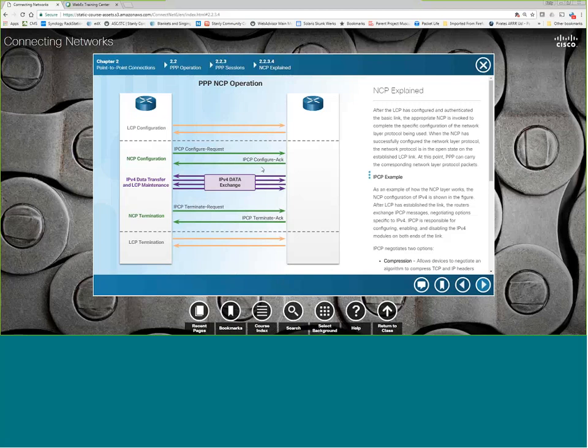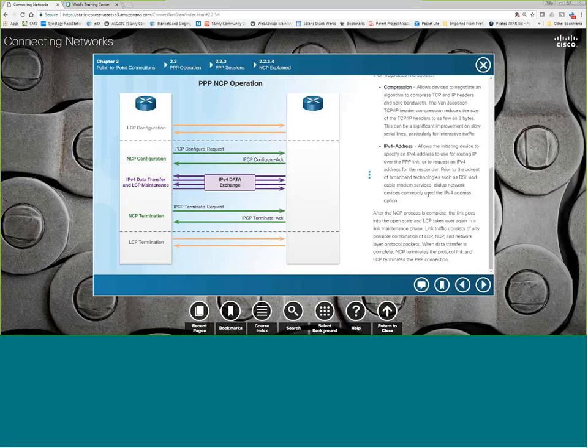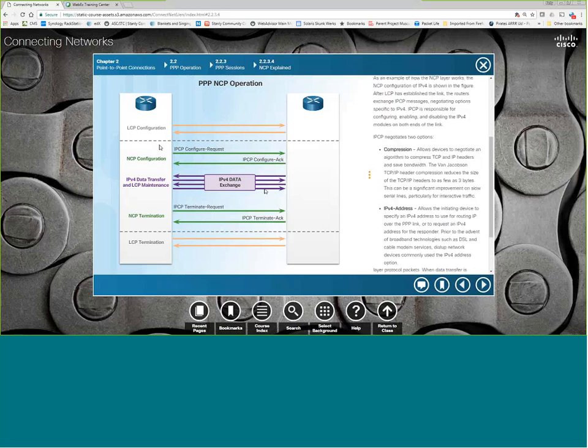So for each one of your network control protocols, this process would be going on. If you're running IPv6, you would have an IPv6 control protocol configure request and an IPv6 configure ACK. Likewise, if you're running AppleTalk or any of the others, you would get that. Now, IPCP does negotiate compression, so that's compressing the TCP headers, not the entire data, just TCP headers. And it also allows you to specify IPv4 addresses for routing across that link. So it just handles any of the parameters for the layer 3 protocols that are dealing with IP.